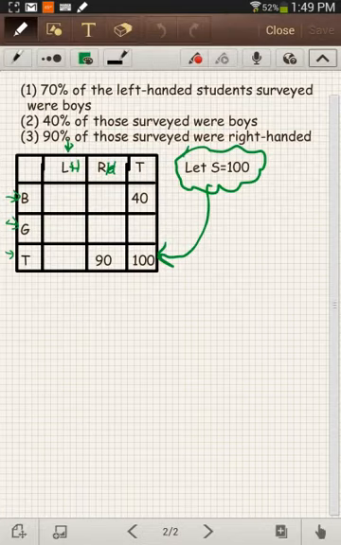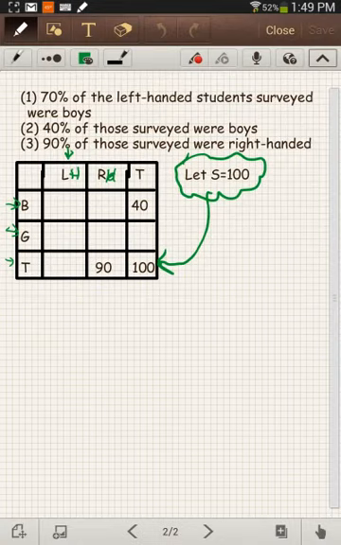Now we have it. Alright, so 40% are boys. So 40 out of 100 are boys. We put that in the total column for boys, where the boy row meets the total column. Now, where did the 90 come from? 90% of those surveyed were right-handed, so the total number of right-handed is 90. Total boys, 40. What have we not yet used? That's right, the 70%. We'll get to that in a moment.